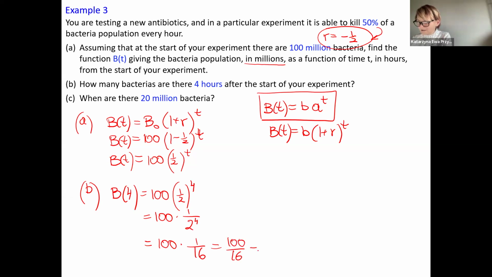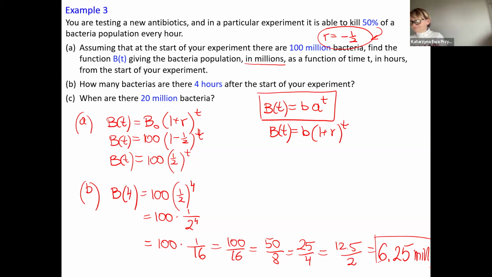100 divided by 16. 50 divided by 8. 25 divided by 4. 12.5 divided by 2. Am I right? I'm just dividing by 2. No calculators. And then 6.25 million. Nice calculation. Good, okay. As you can see, no calculator, 1/2 was a nice number. 1/2 is a nice number, okay?